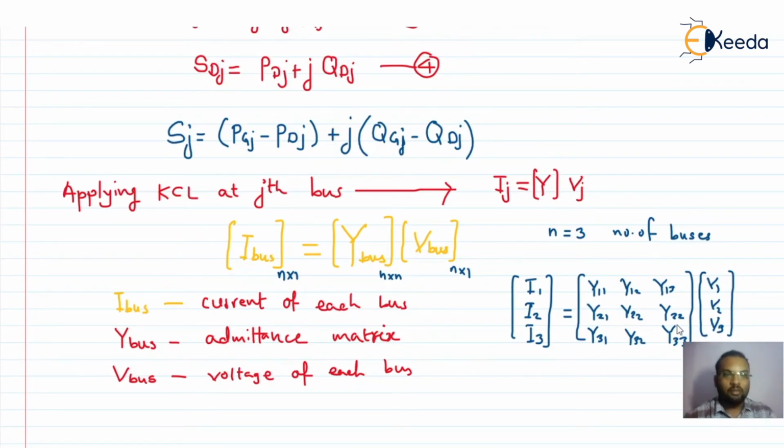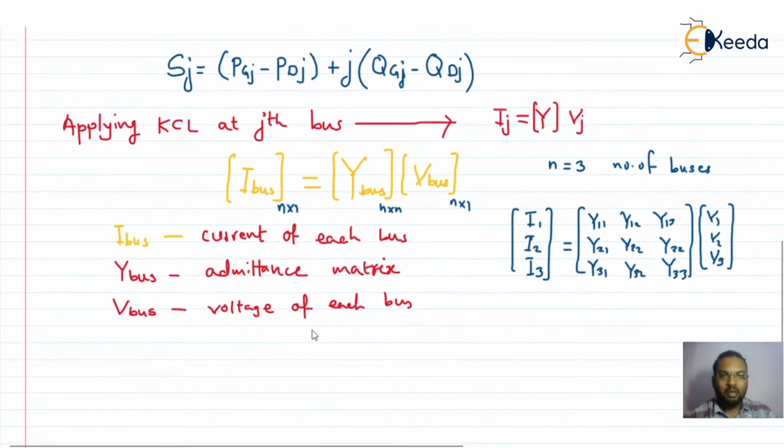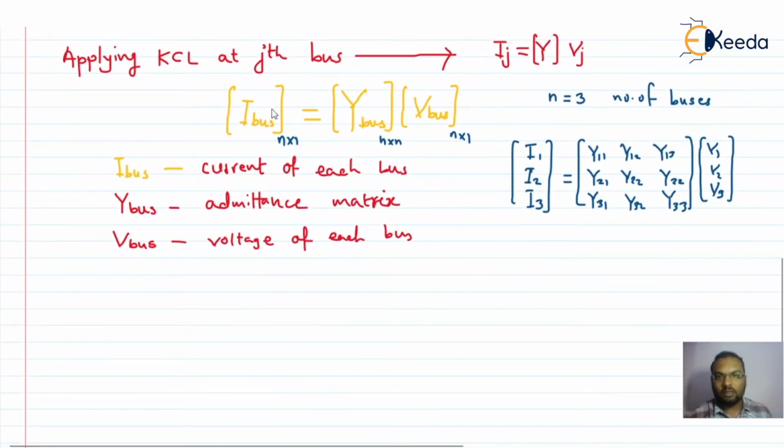Please remember the order of these matrices. The order of the current matrix will be n by 1, the order of the Y bus matrix will be n by n, and the order of the voltage matrix will be n by 1 again. So with this simple mathematical equation, we have modeled the given power system. Using this equation, we can carry out the load flow study very easily.